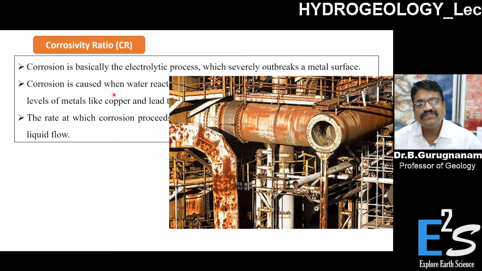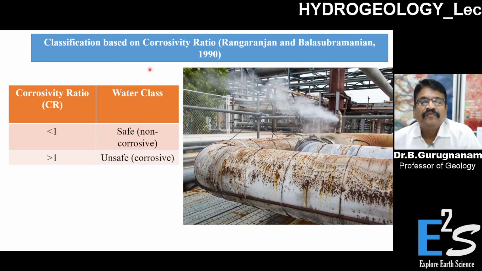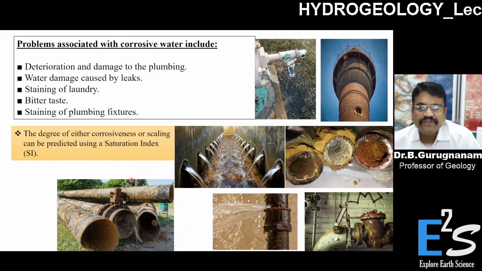Corrosion is caused when water reacts with metal, like copper, and what will happen? This leads to a change in color, becoming brown. The rate of corrosion also depends on the quality of the water as the liquid flows through the particular pipe. The corrosivity ratio, given by Rangarajan and Balasubramanian in 1990: if it is less than 1, it is safe, non-corrosive. If it is more than 1, it is unsafe, corrosive.